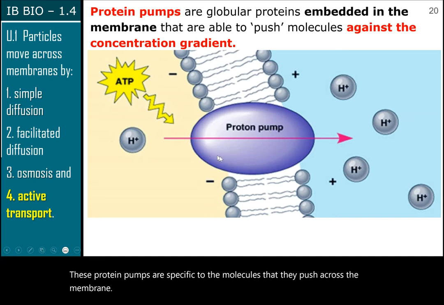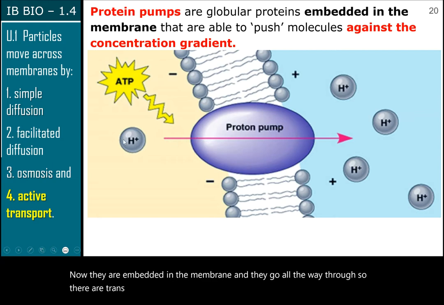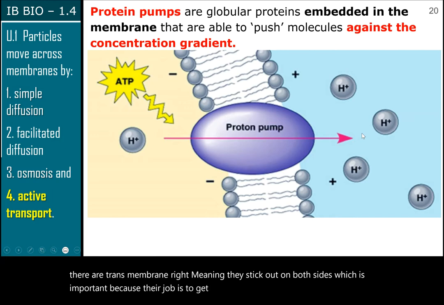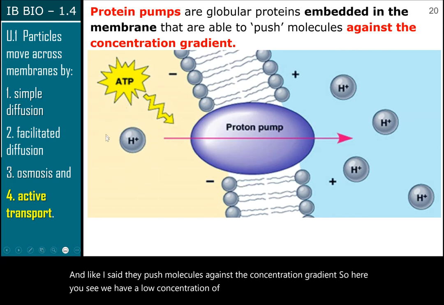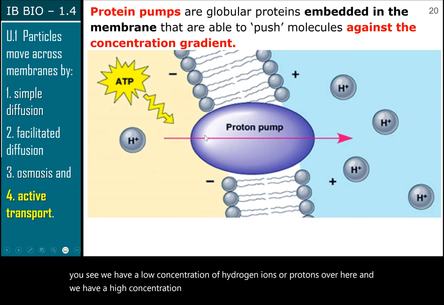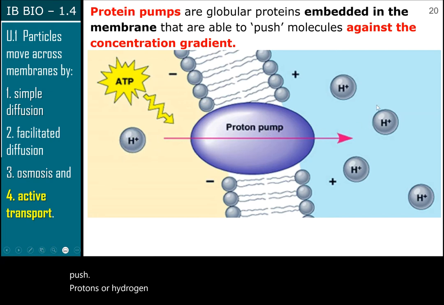Now, they're embedded in the membrane and they go all the way through. So they're transmembrane, right? Meaning they stick out on both sides, which is important because their job is to get molecules from one side to the other. And like I said, they push molecules against the concentration gradient. So here you see we have a low concentration of hydrogen ions or protons over here, and we have a high concentration over here. And this protein channel's job is to push protons or hydrogen ions across the membrane to where there's a higher concentration.